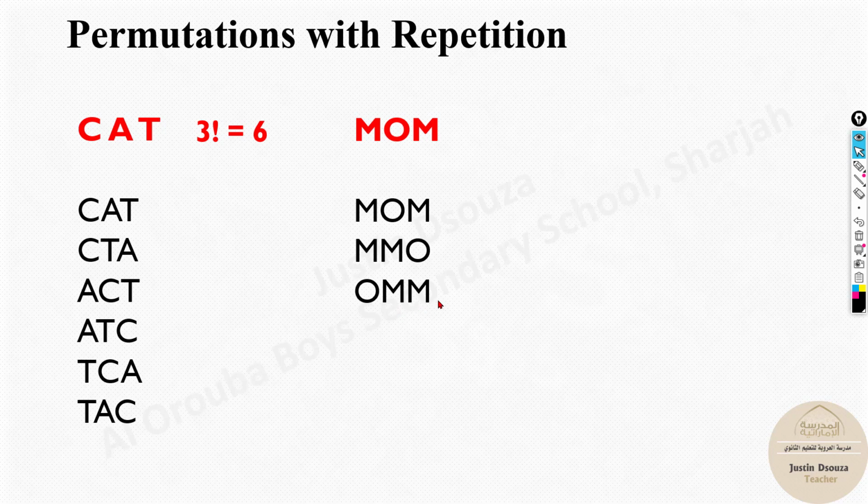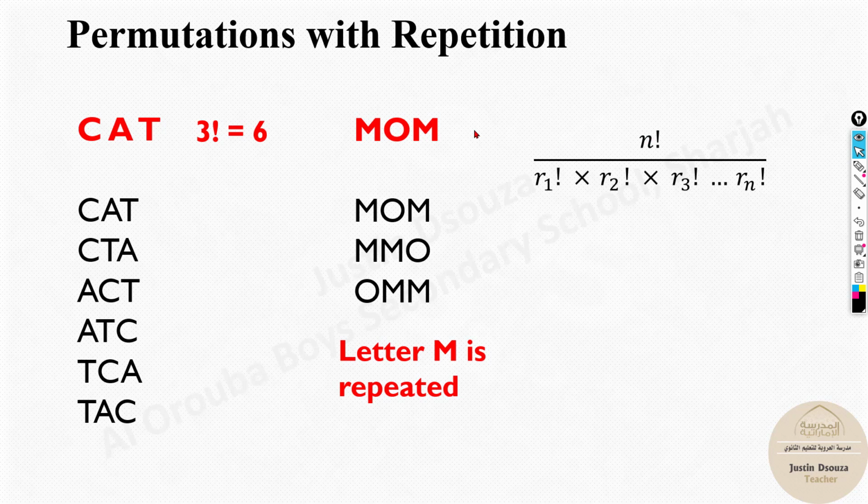And now, it doesn't matter what I do, these are both the same letter M. If I flip them, it's the same thing, isn't it? M and M, even if I swap them, they'll be the same. So here the letters are repeated. How many possibilities? Only three possibilities.